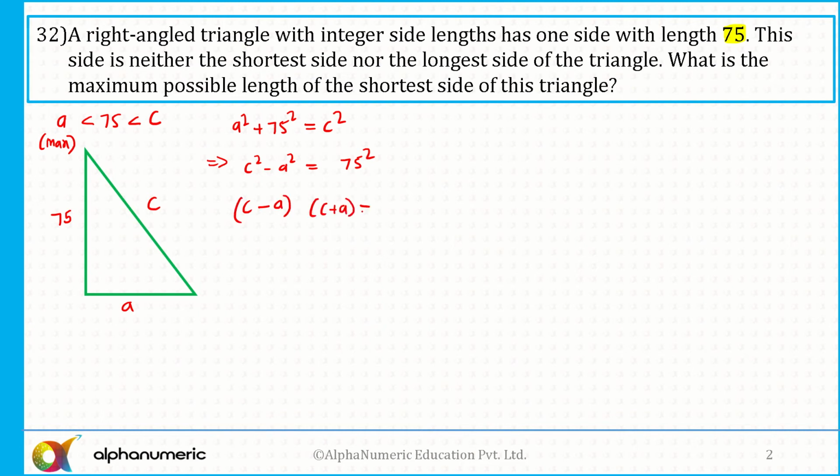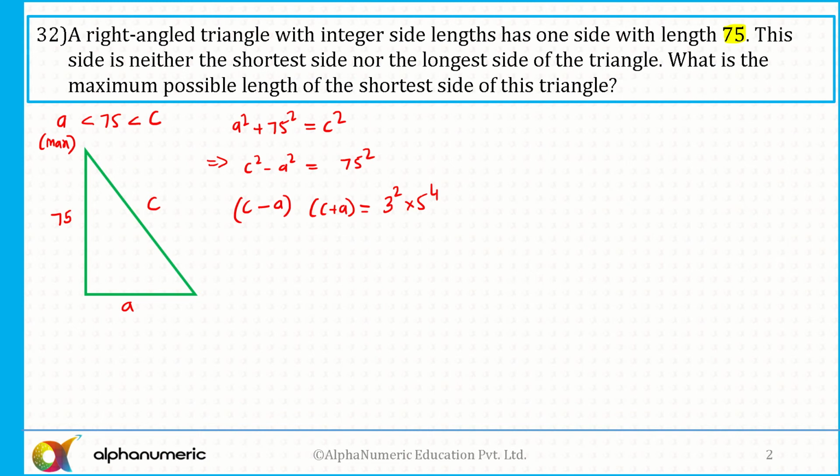And the factorization of 75: 75 is 3 into 5 into 5, that is 25, so the factorization of 75 square will be equal to 3 square into 5 raised to power 4. So basically we need to write 3 square into 5 raised to power 4 as a product of two integers, and these two integers are C minus A and C plus A.